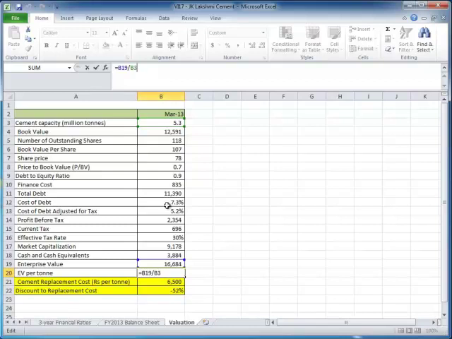And then this here gives us the enterprise value per ton. Okay, so we're taking the enterprise value, dividing it by the cement capacity, which is 5.3 million tons, and this gives us the enterprise value per ton.